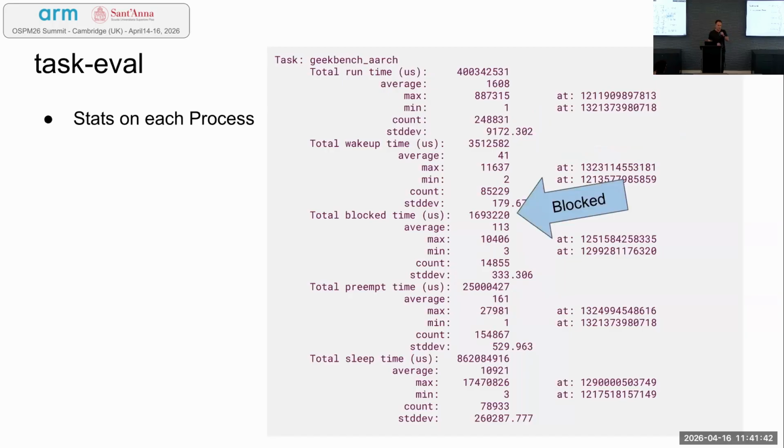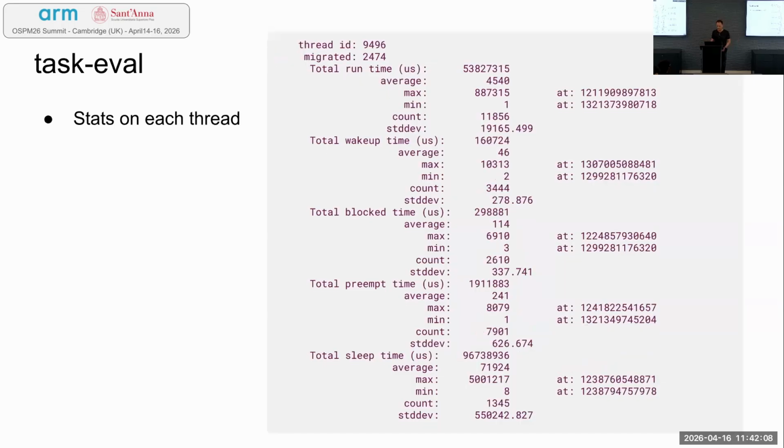Blocked, this is kind of interesting. Whenever the task schedules out in task uninterruptible state, that's what blocked means. It records all the information there. Preempted is when the task is scheduled out in a running state. So that means something else, the scheduler has picked it to run something else. And then sleep time is when it's in an interruptible sleep. So it could still be blocked on a futex, but the kernel doesn't care.